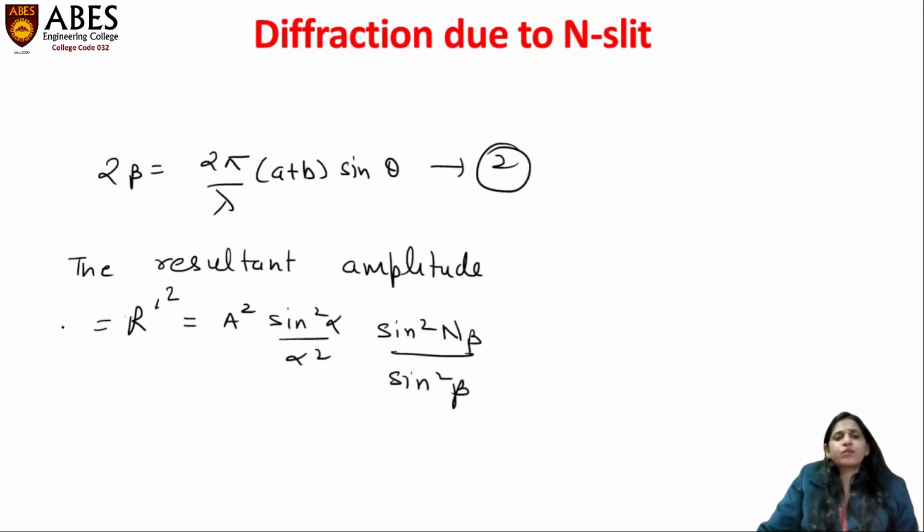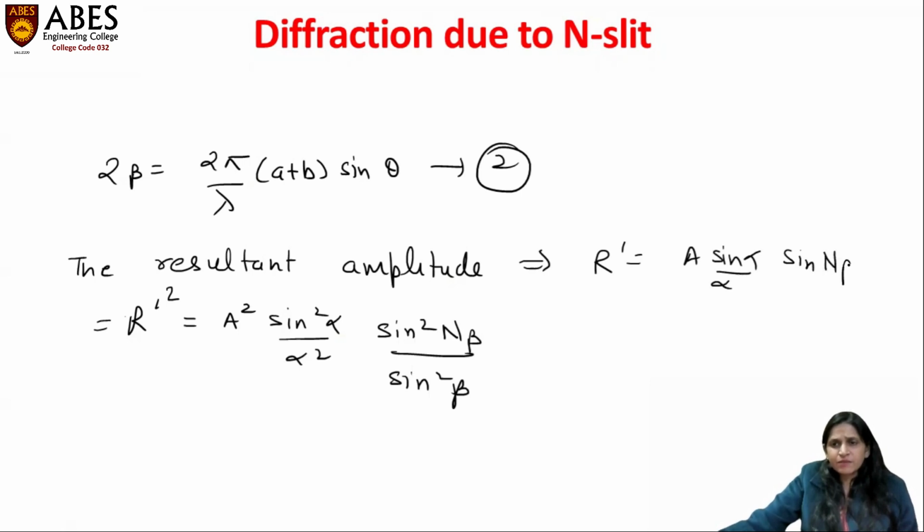This is R dash square, and the resultant amplitude R dash is equal to A sine alpha over alpha into sine n beta over sine beta. As we can see, the intensity equation is R dash square. So this is the value of R dash square. So what will be the value of the resultant amplitude? A sine alpha over alpha into sine n beta upon sine beta.